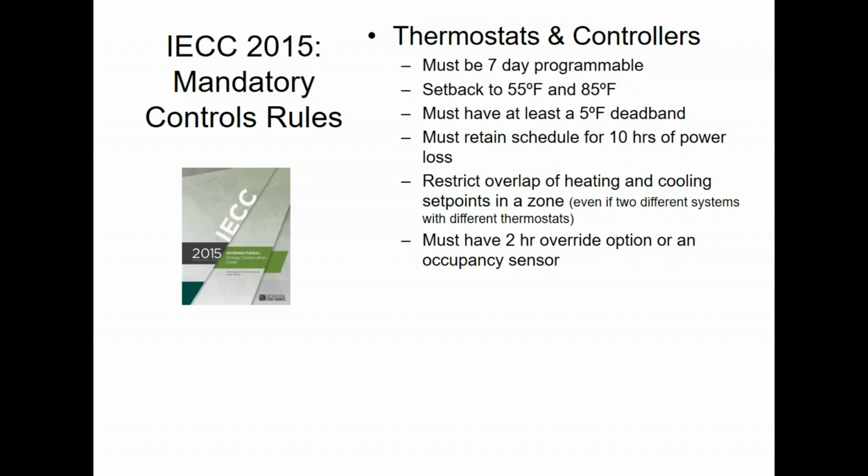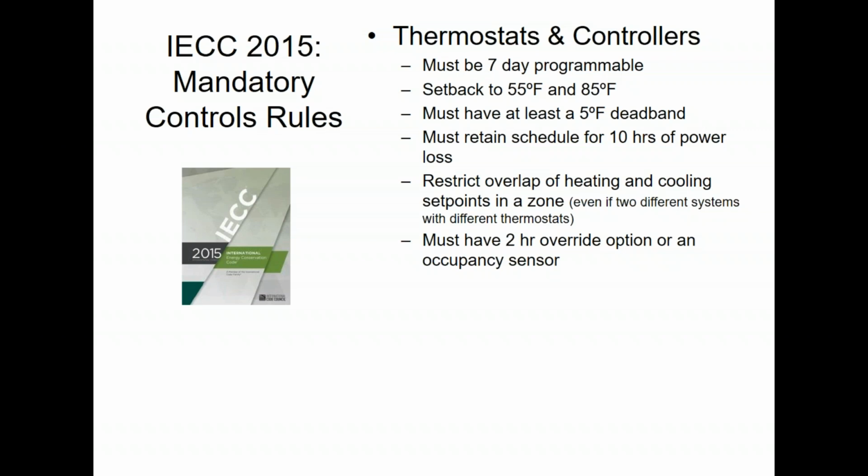So 7-day programmable. Got to have at least a deadband of 5 degrees between the heating and cooling set point. That means if you decide you're going to heat the building up to 70 degrees, you are not allowed to cool it below 75. You must maintain a 5-degree deadband between the heating and cooling set point at all times.